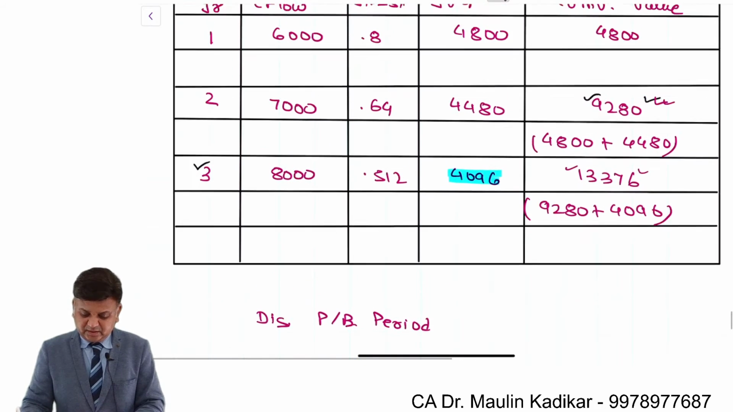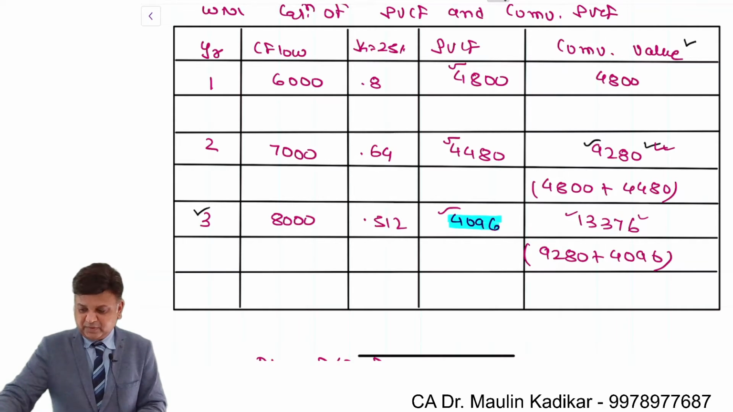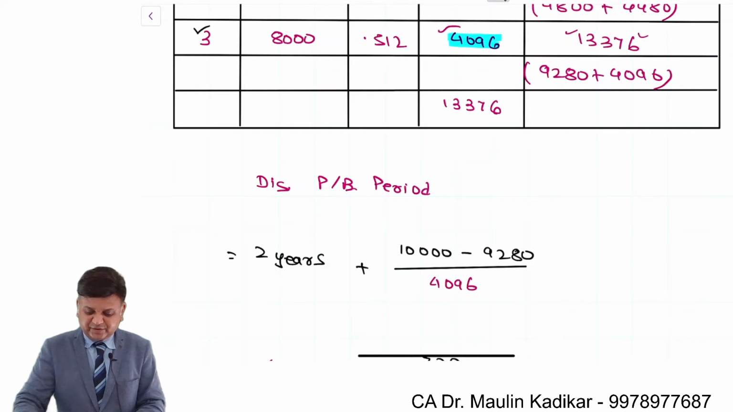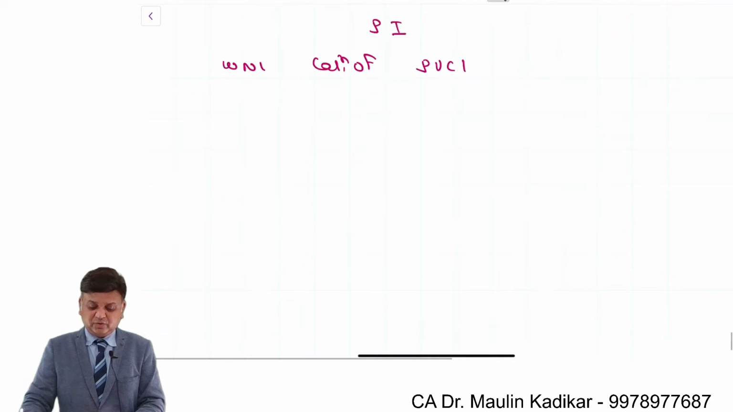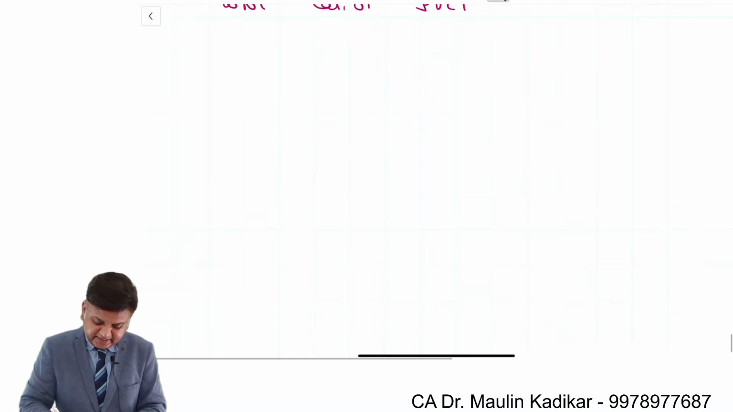Whatever present value cash flows we have already found, we have to sum them up. So 4800 plus 4480 plus 4096, which is 13376. First, we are required to compute the present value of the cash inflow in order to calculate the PI. Then let us understand how PI is calculated.